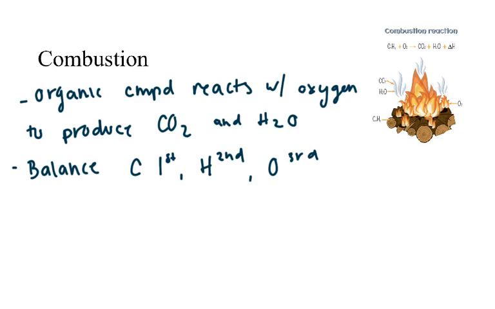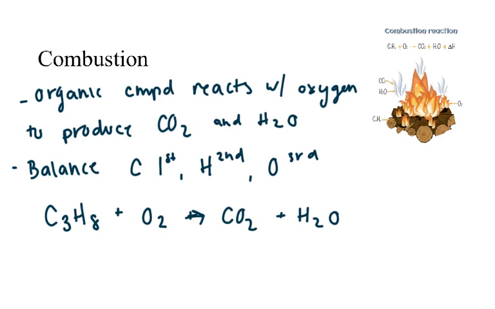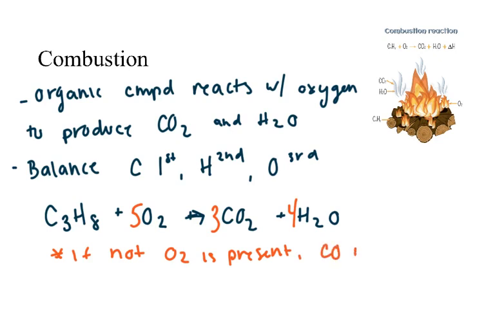All right, so let's look at our example. So we're going to have C3H8 plus oxygen yields carbon dioxide plus water. So I'm just going to already quickly balance this. So we're going to have 5 oxygens here, 3 carbon dioxides there, and 4 waters there. And everybody should be happy on that end. So just something to note, if not enough oxygen is present, carbon monoxide is formed, and it's not a true combustion reaction.